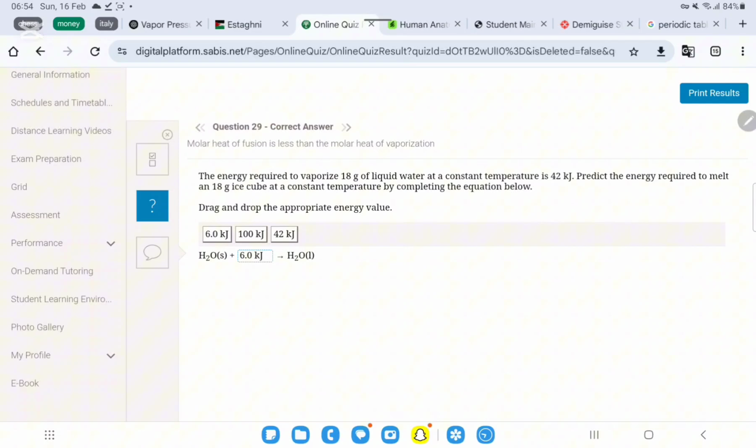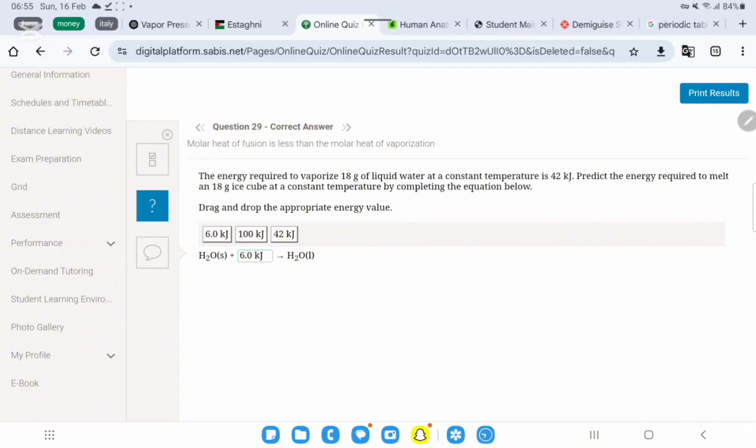For this question, the energy required to vaporize 18 grams of liquid water at a constant temperature is 42 kilojoules. Predict the energy required to melt an 18 grams ice cube at constant temperature by completing the equation below. Now they want the melting point.